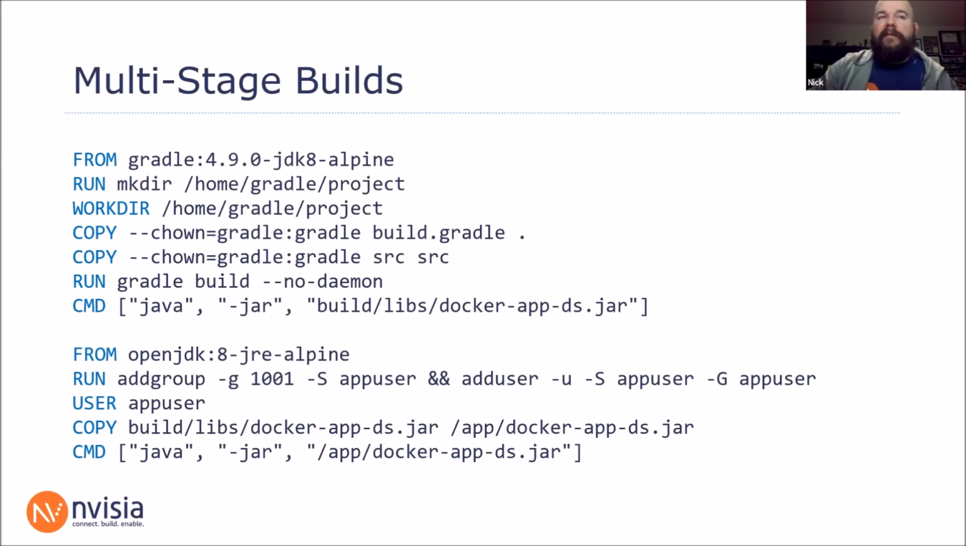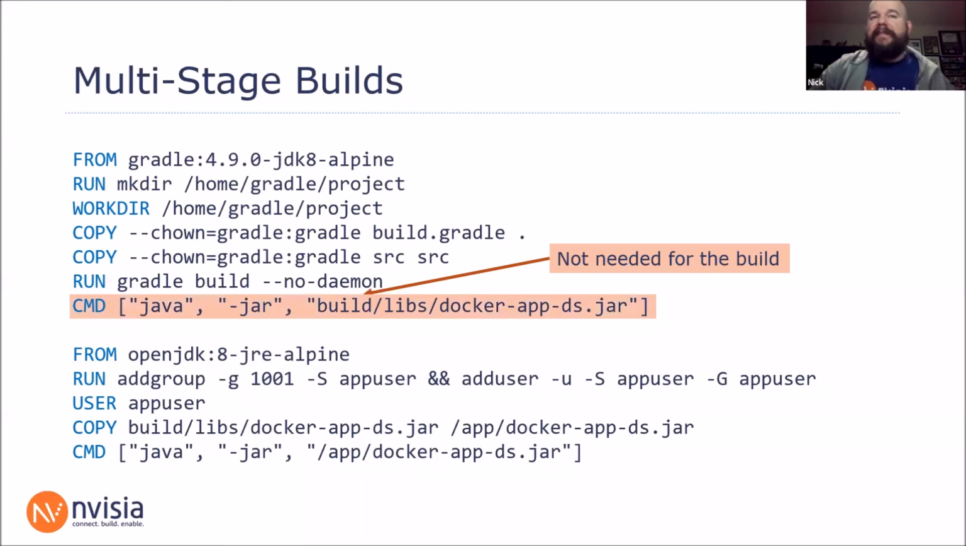So the things that we have to do to marry these 2 up is we have to first remove anything from our build that's not actually needed for building. In this case, it's a single line. I don't need to actually run a command to spin up my Spring Boot application on here because I'm not going to run my Spring Boot application from my build image.